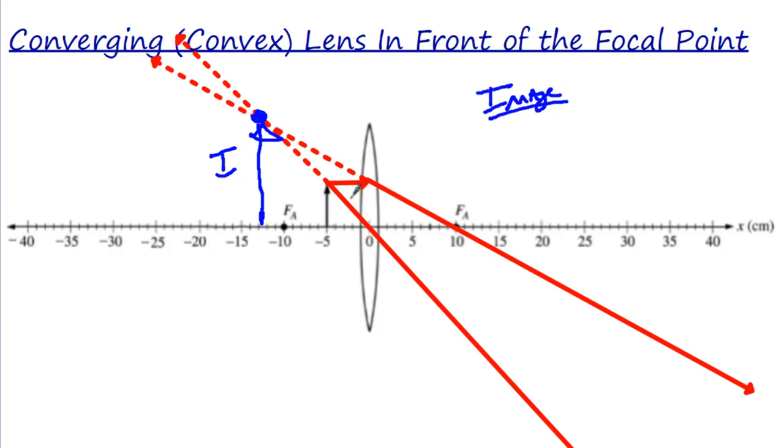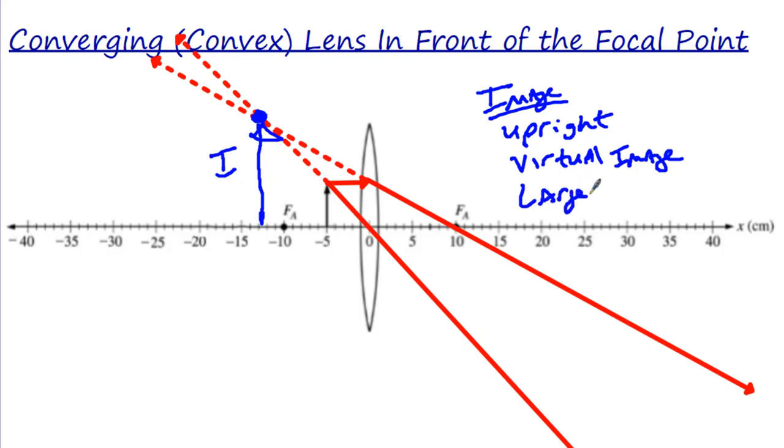My image is upright. It is not upside down. It's not inverted. It's upright. It's right side up. Always going to be right side up. It is not real because the light rays are not coming together. So we call that a virtual image, because the light rays did not cross each other. So it's a virtual image, and it is much, much larger, isn't it?